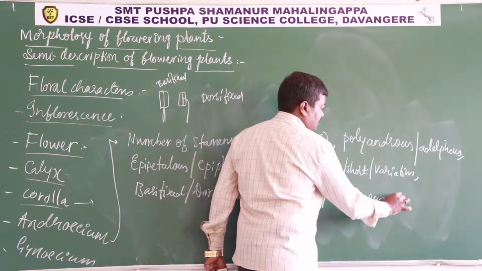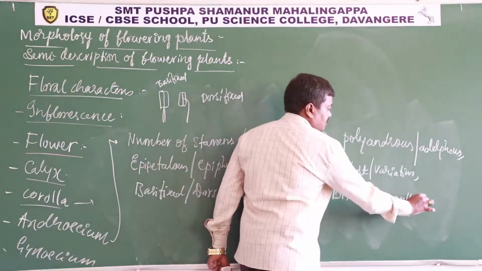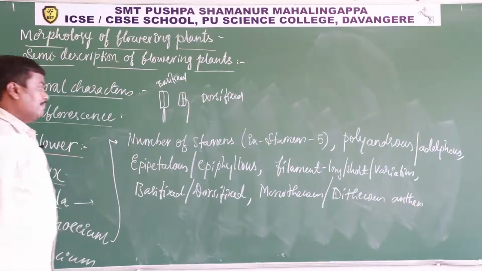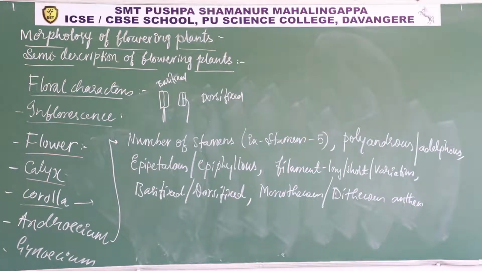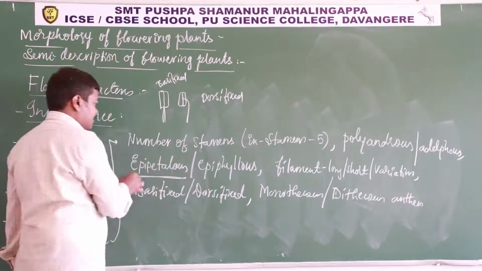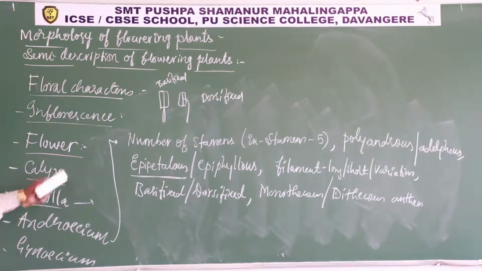So Diathecus anther. Okay, so that should be mentioned under this androecium. So let's come to, and one more thing, it is epipetalous. If the stamens are attached to the petal, it is called epipetalous. Epiphyllous means stamens attached to perianth.